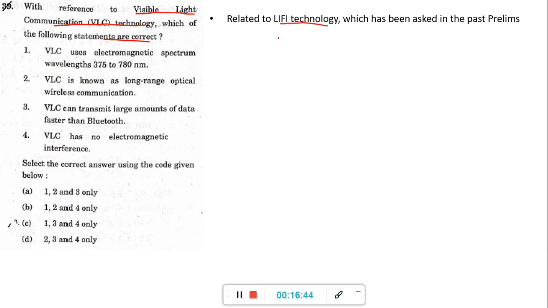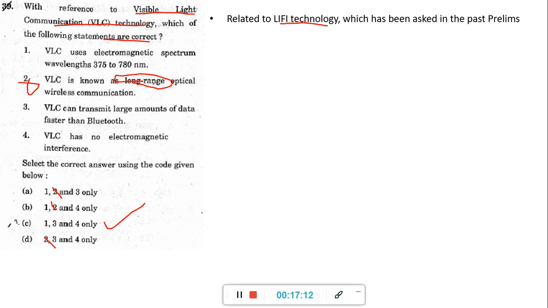So you should at least know that Li-Fi technology, the light thing, falls under this only. Visible light communication, or Li-Fi technology, is not for long range, it is for short range. It cannot work for long distances. It's like Bluetooth and above, a little bit more than Bluetooth. So this is known as long range technology, and this is wrong. If you eliminate 2, you get the answer as 1, 3, 4.